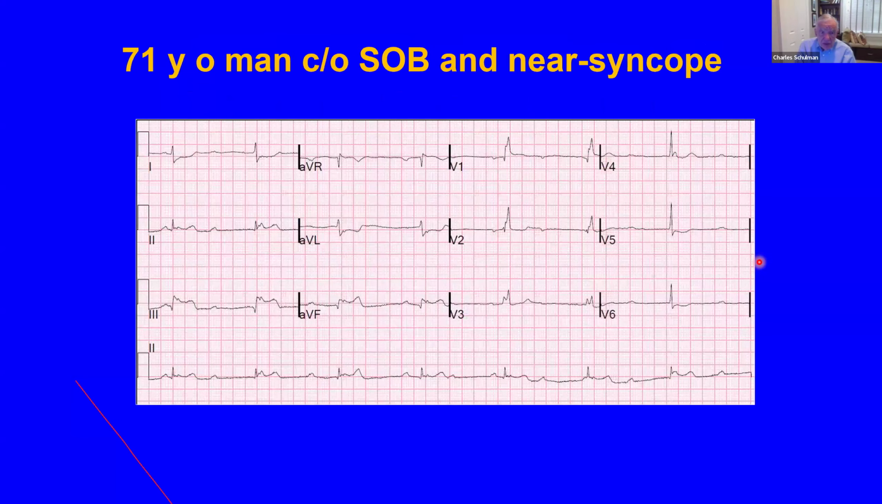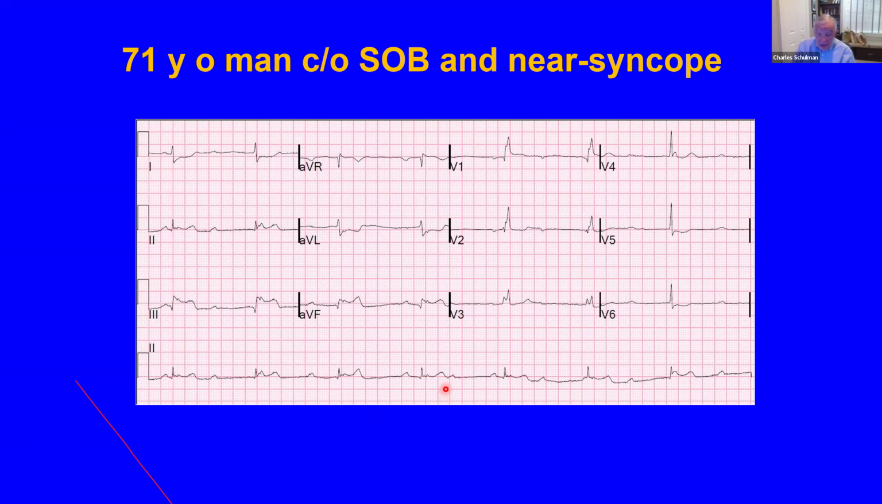So here's a 71-year-old man who complained of shortness of breath and almost passed out. And here's his electrocardiogram, and it shows P waves at a rate that is different from the QRSs. The atrial rate is different than the ventricular rate.